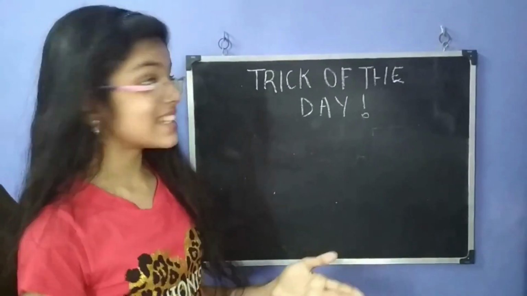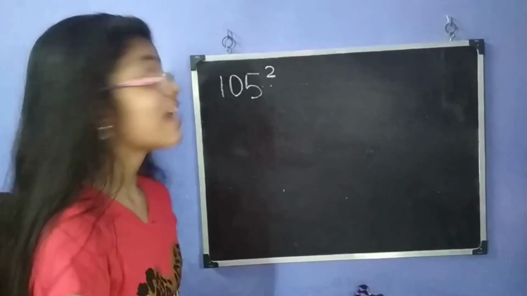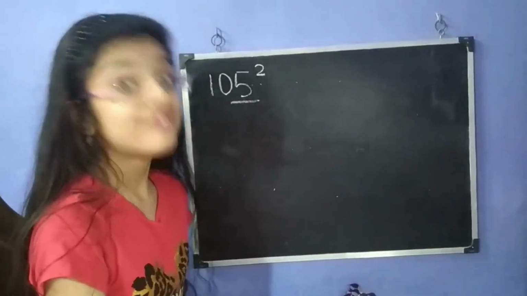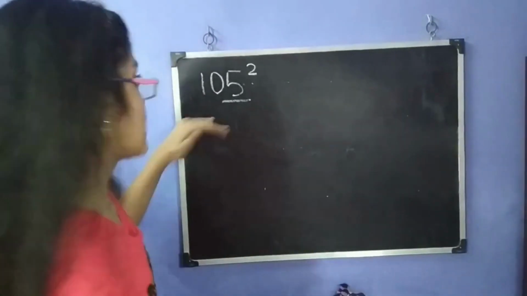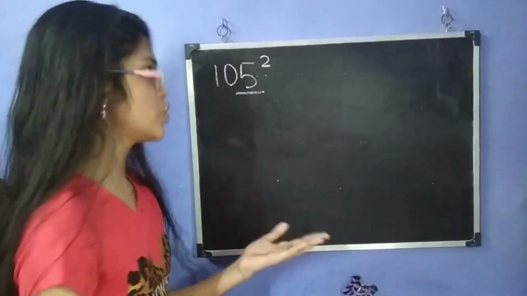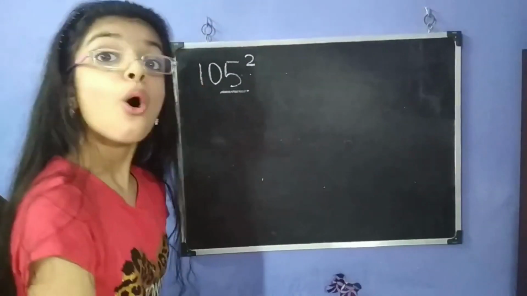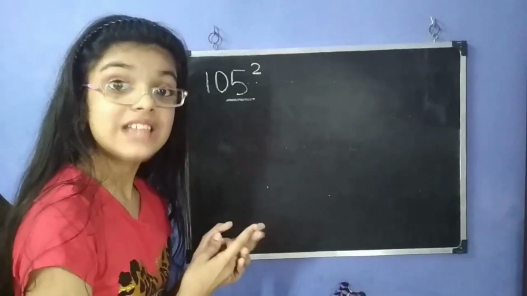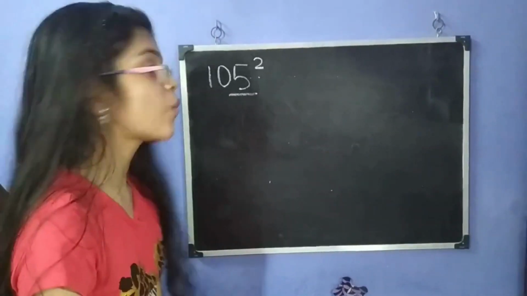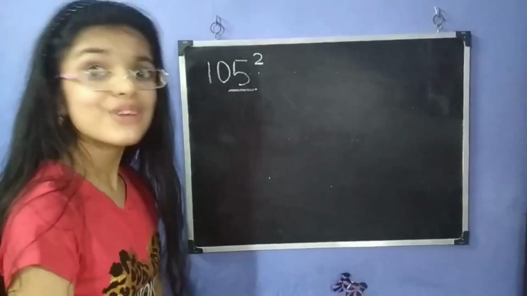I haven't forgotten about the trick of the day. This trick will help you find the square of numbers ending with 5 very easily. Well, let's take the first question, 105 squared. What would you usually do? You'll either multiply 105 times 105, or remember last time we did 100 plus 5, the whole square. But even that takes a while. And I'm going to find this answer really fast.